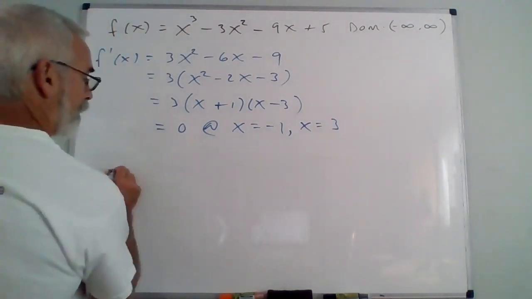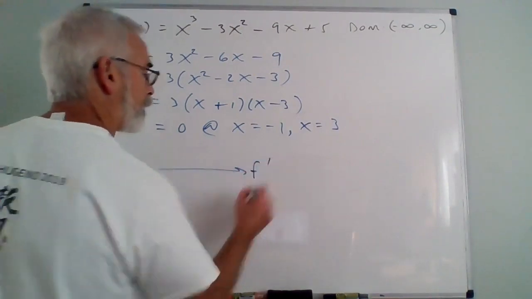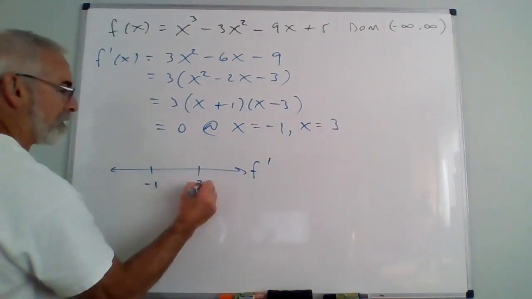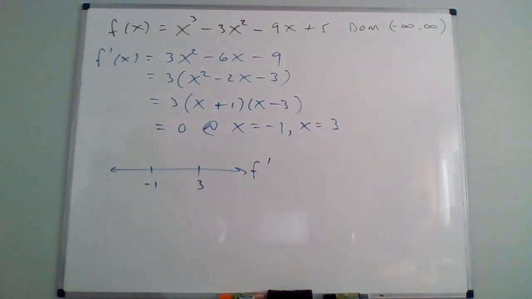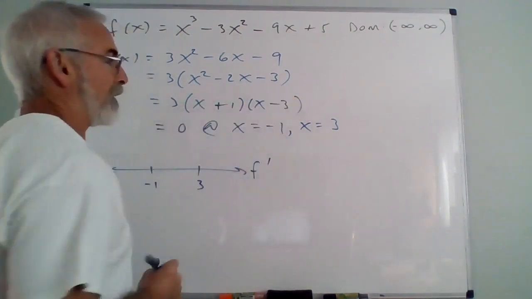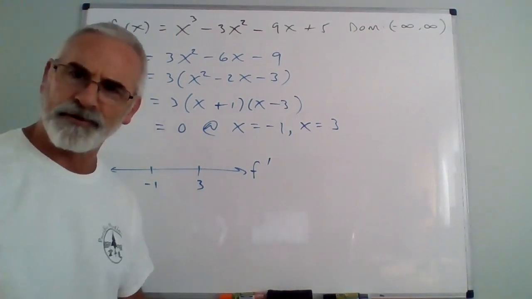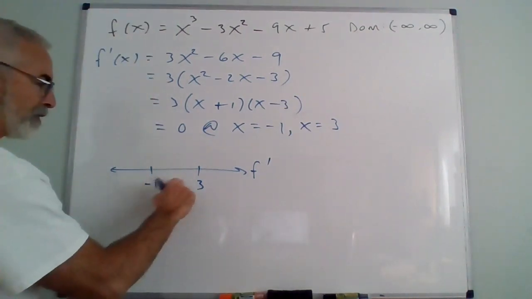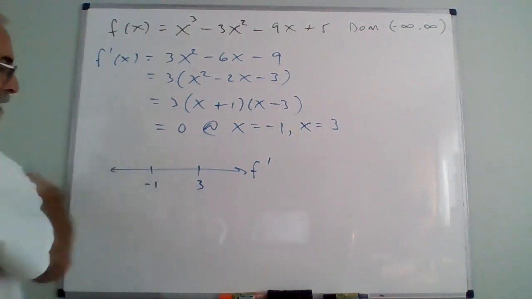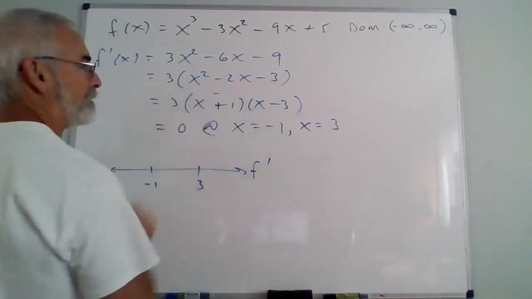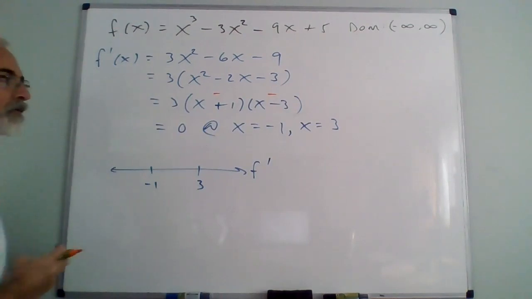So let's make a number line. And it's going to be the f prime number line. The only two values on my number line are negative 1 and 3. Now, here's what I'd like to know. I'd like to know exactly where the derivative is positive and exactly where the derivative is negative. How are we going to do that? Well, that's what we just reviewed. So I've got three intervals. If I pick a number to the left of negative one, like negative bazillion, that's going to be negative, that's going to be negative, and that product will be positive.